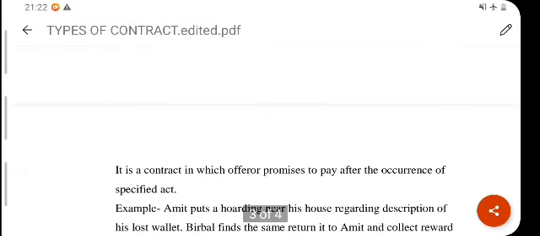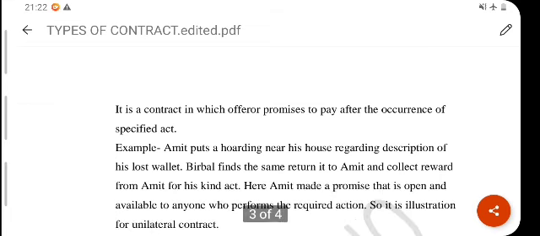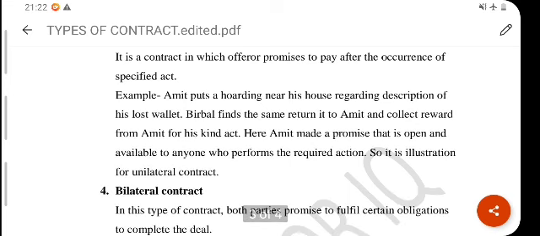Unilateral contract. It is a contract in which offeror promises to pay after the occurrence of specified act. For example, Amit puts a hoarding near his house regarding description of his lost wallet. Here, Birbal finds the same and returns it to Amit and collects reward from Amit for his kind act. Here, Amit made a promise that is open and available to anyone who performs the required action. So, it is an illustration for unilateral contract.